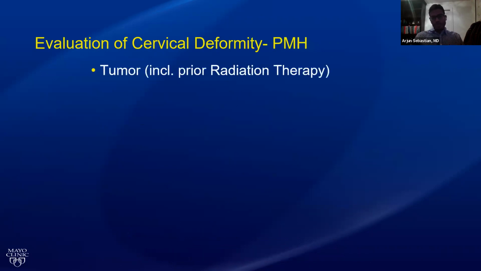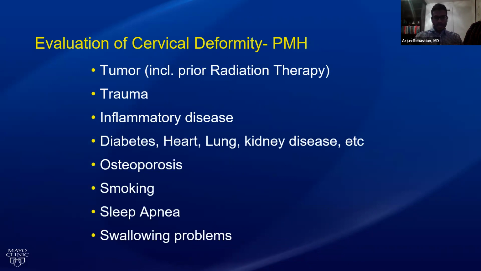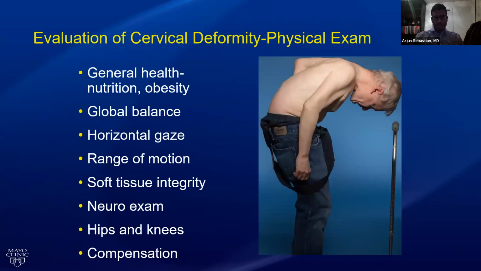It's also important to look at their past medical history to determine the etiology, whether it be oncologic, traumatic, as well as assessing them for comorbidities like diabetes, osteoporosis, and smoking status. It's also sometimes very helpful to assess their preoperative swallowing issues, as we see post-operative dysphagia is very common in these patients. In addition to that, it's really important to assess the entire global alignment.